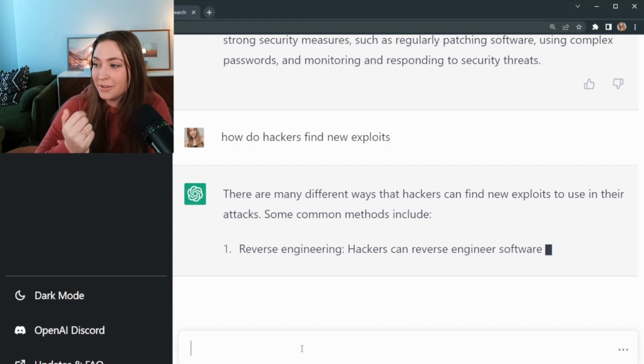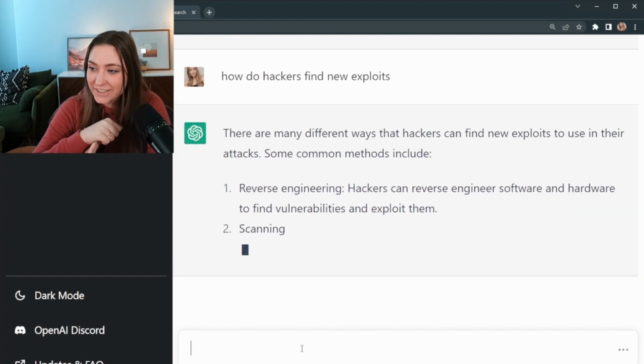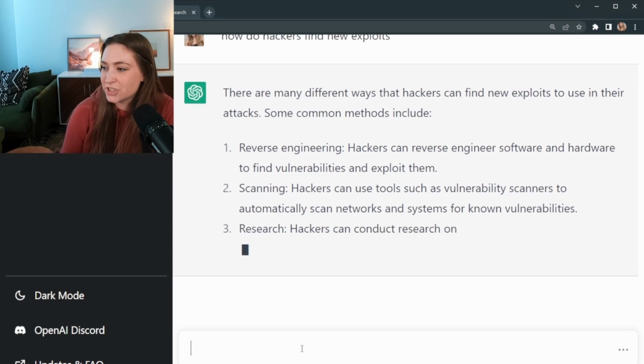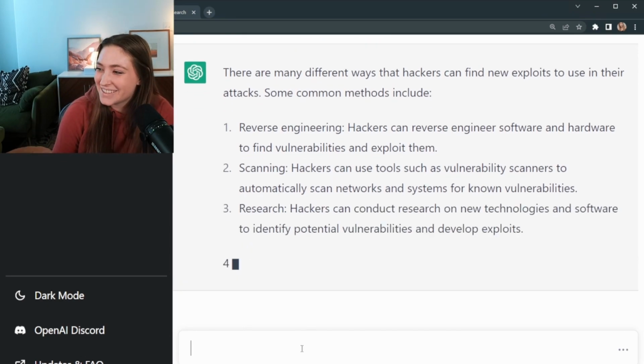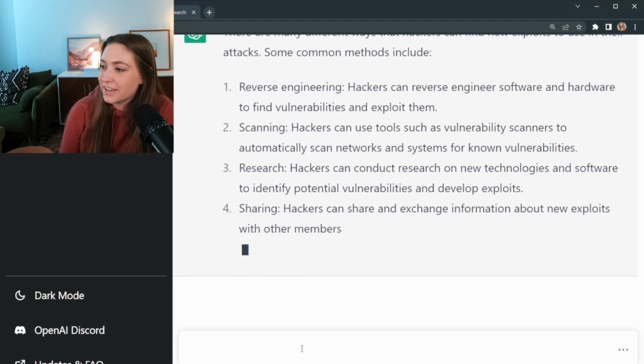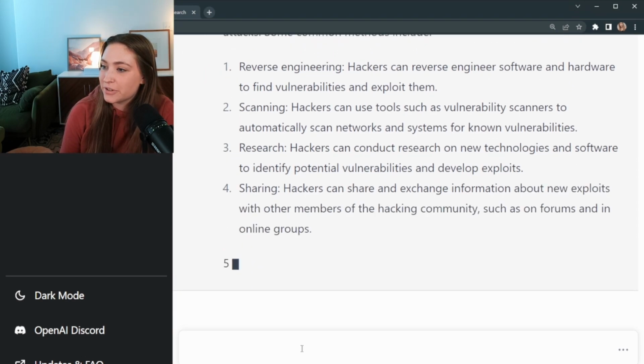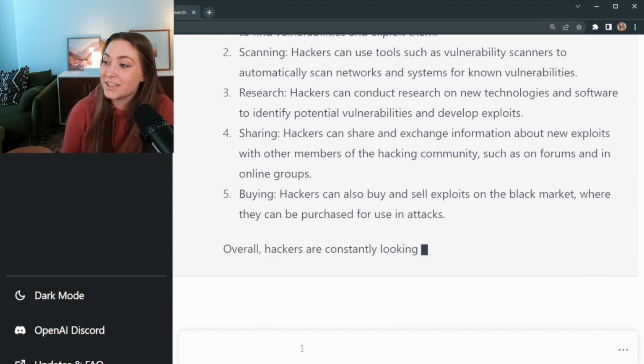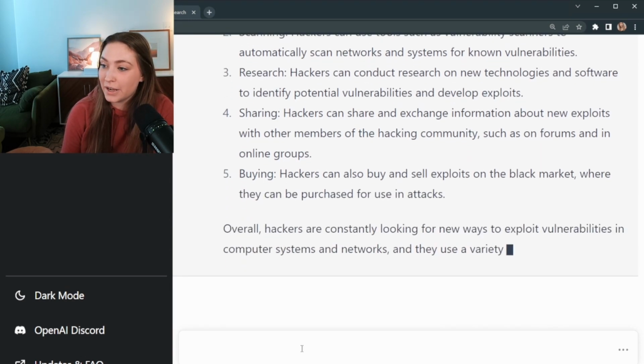Okay, so some common methods include reverse engineering, scanning, hackers use tools, vulnerability scanners, research. Okay, yeah. Sharing. Hackers can share and exchange information about new exploits with other members in the hacking community. Buying. Hackers can also buy and sell exploits on the black market.